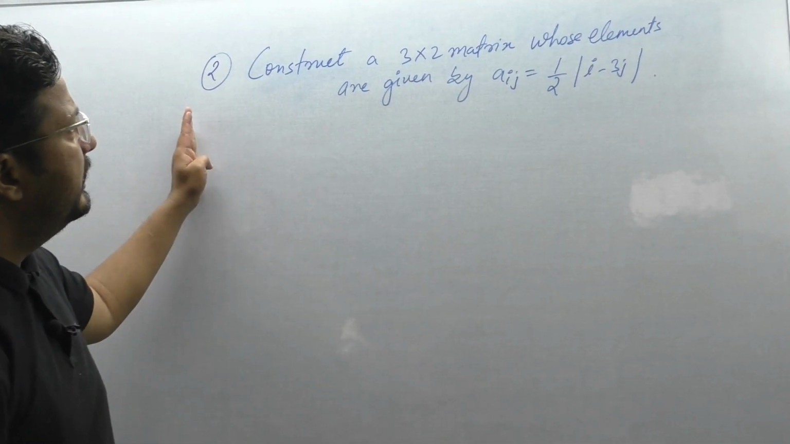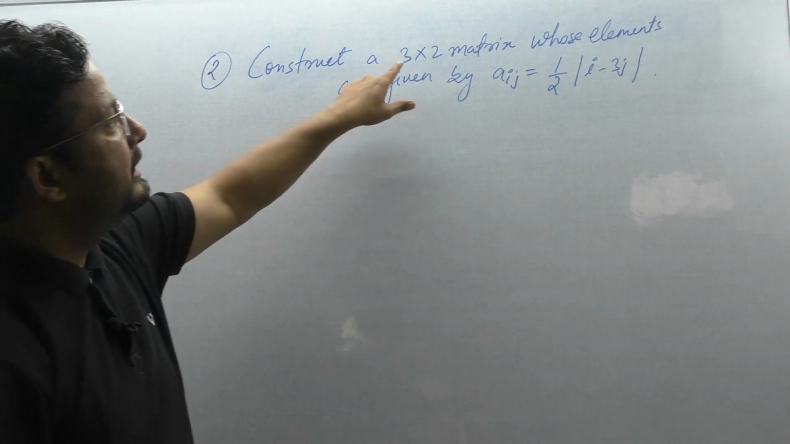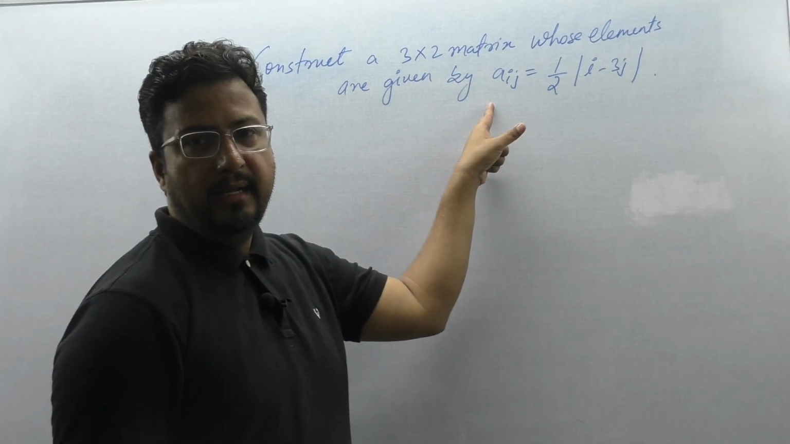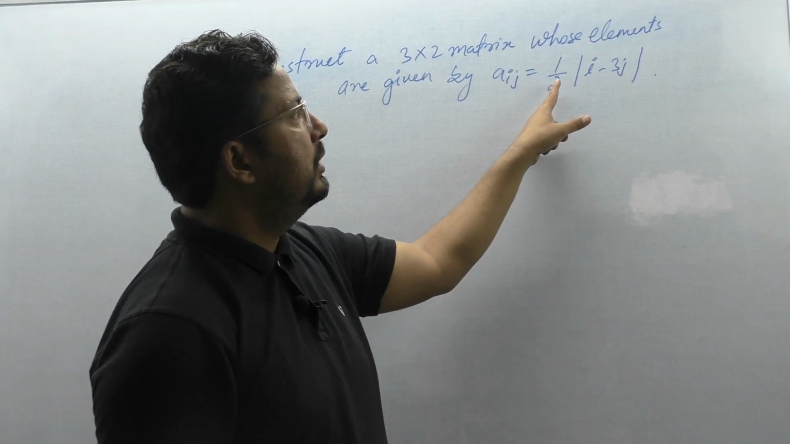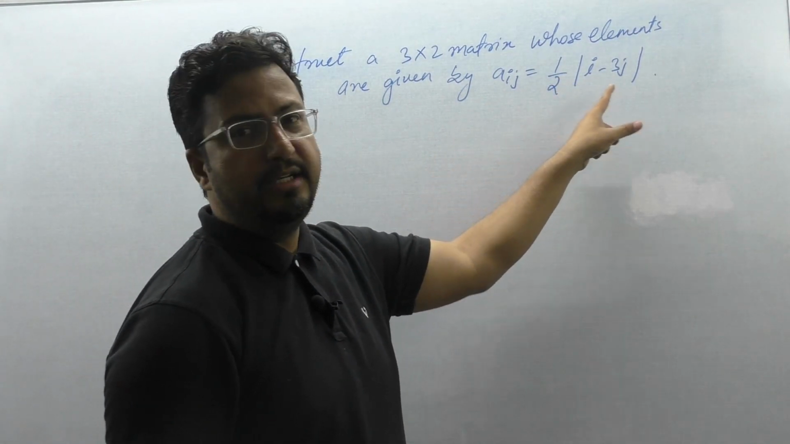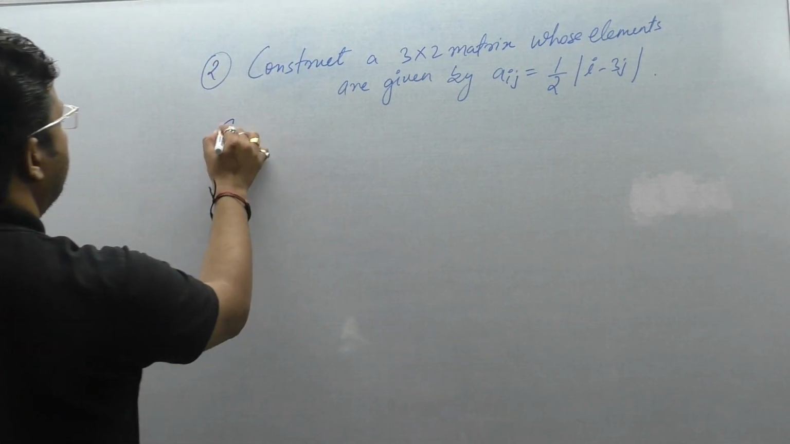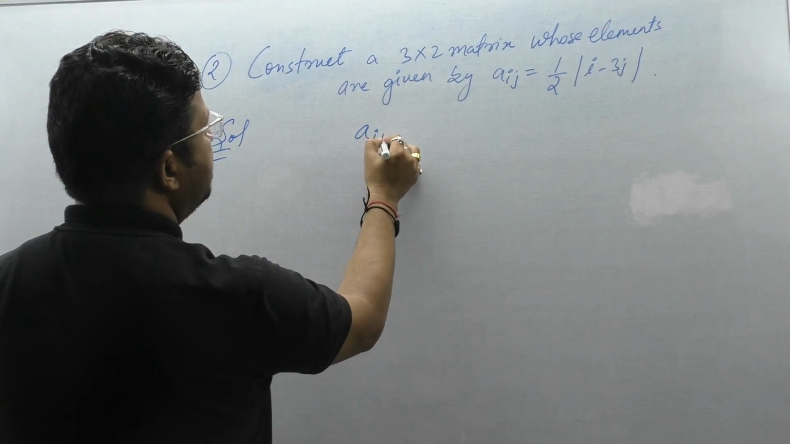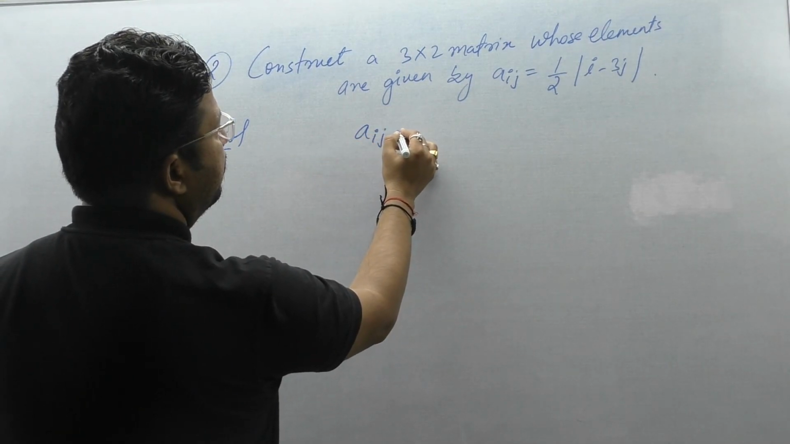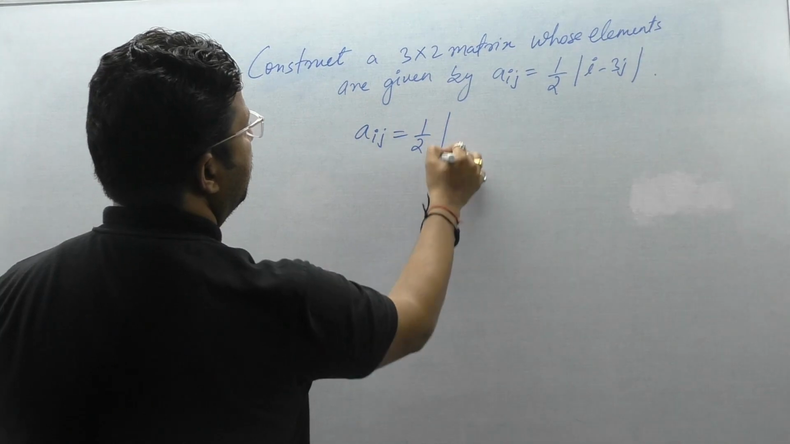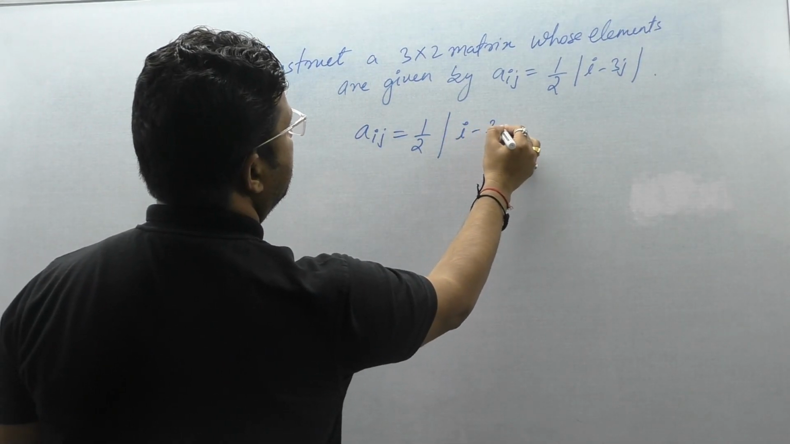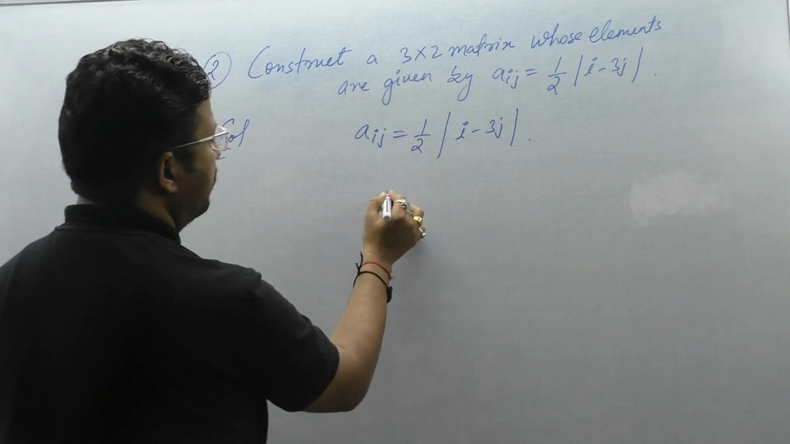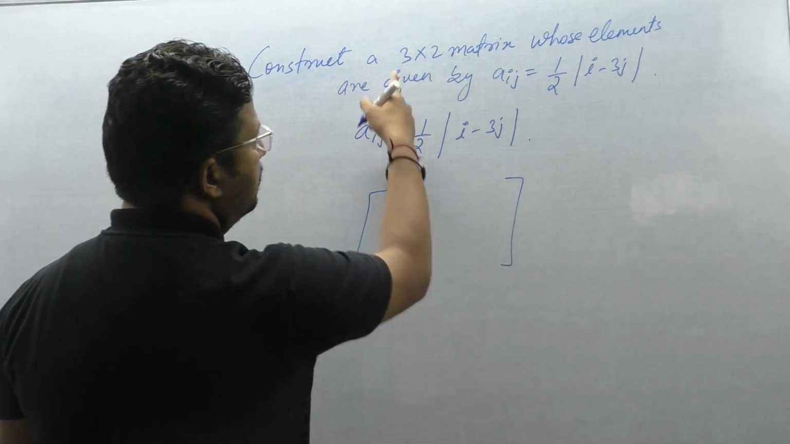Now we have a second question here. It is given: construct a 3 by 2 matrix whose elements are given by Aij equal to half of I minus 3j. So now you have to understand, we have to construct a matrix. All right, so what is the formula given to you? Aij is given to us as half of I minus 3j. Now what kind of matrix are we looking for? 3 by 2.